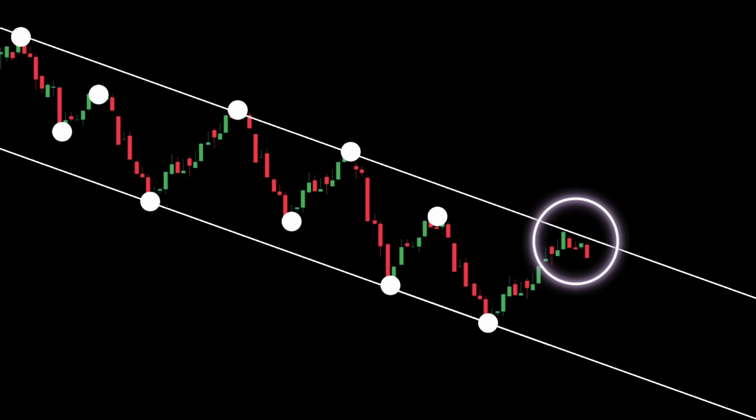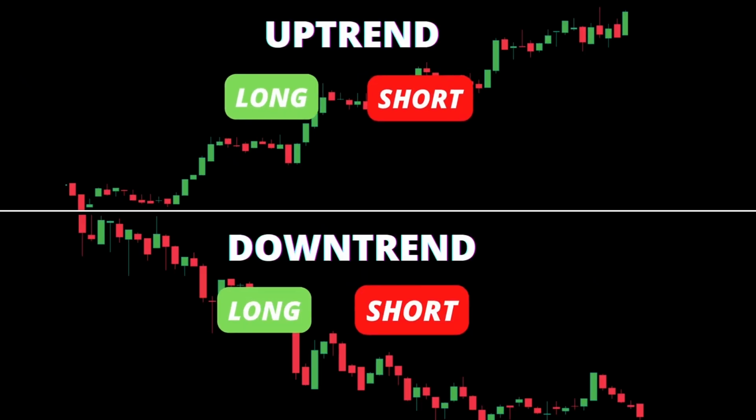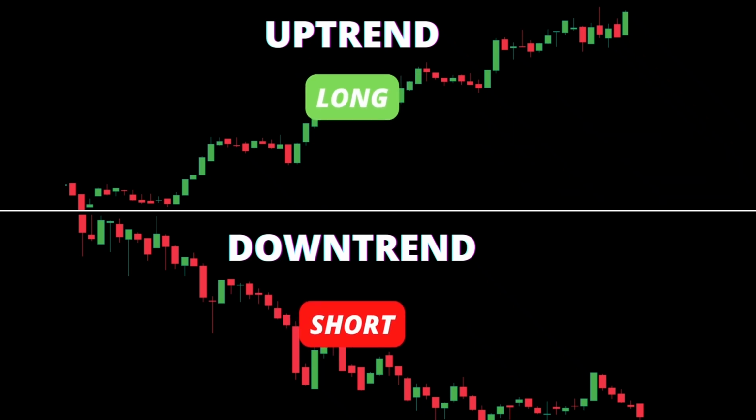The price touched resistance and reversed back, so we take a sell position here. The price touched the support line and started to reverse, so we take a buy position here. Professional traders take both kinds of trades, long and short, in both types of markets. But if you are a beginner, then I highly suggest you take only long trades in an uptrend market, and short trades in a downtrend market.